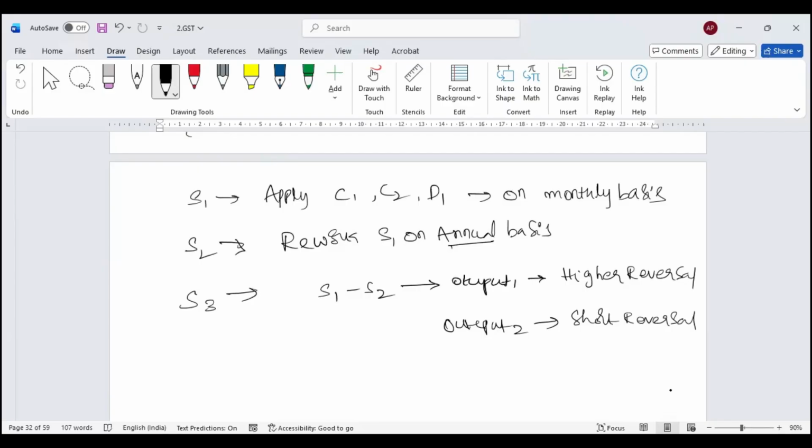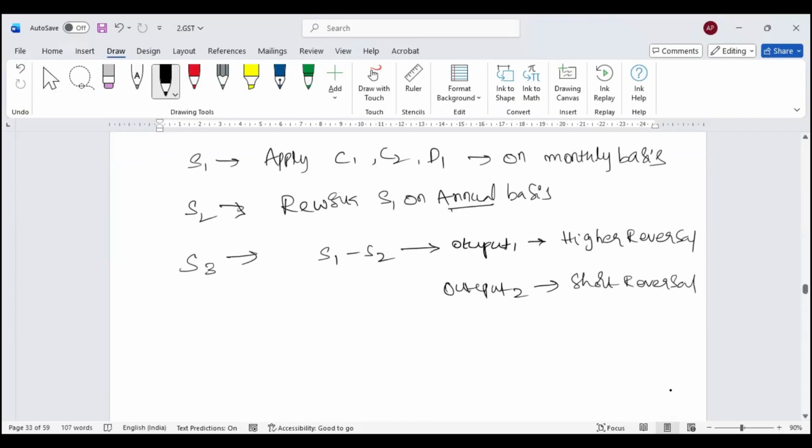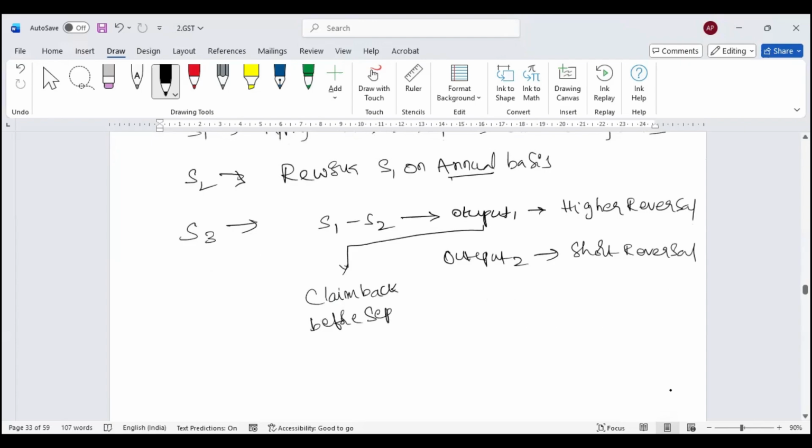Theoretically, it may happen. So if I have higher reversal, then output 1, they say that claim back this excess reversal before September. If you cross September, gone. Your benefit of excess reversal is gone. Output 2, short reversal. Whatever you have reversed short, they say reverse with interest computed from April. Computed from April onwards.